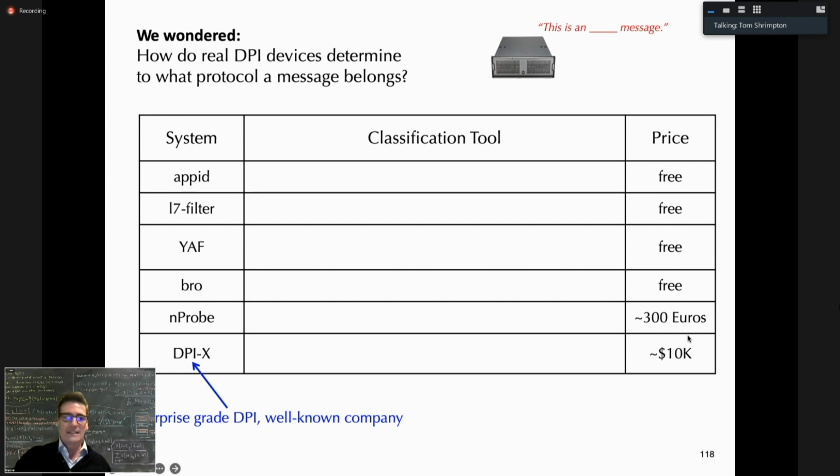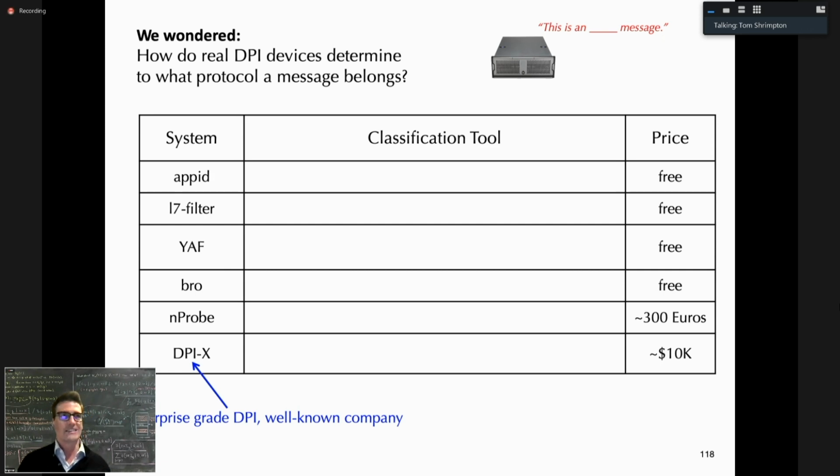These are all free. This N-probe cost a bit. This DPI-X, I'm just going to call it DPI-X. This is an actual DPI device from a well-known company. Think along the lines of a Cisco or a Blue Coat or whatever, some well-known company. This was an expensive enterprise-grade DPI box.